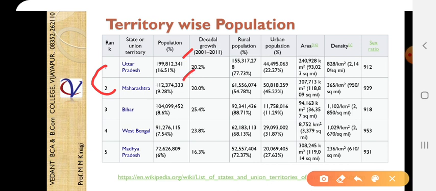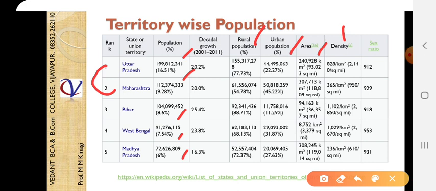And if you take Bihar 104, West Bengal 91, and Madhya Pradesh 72. I have taken only the top 5 states with the highest population. So in this particular chart we can analyze how much is the rural population, how much is the urban population, and what is the area of each and every state. So here you can identify the density of that particular state.